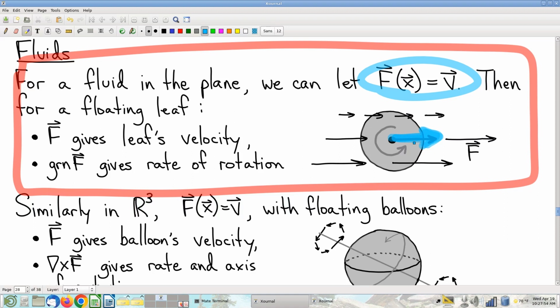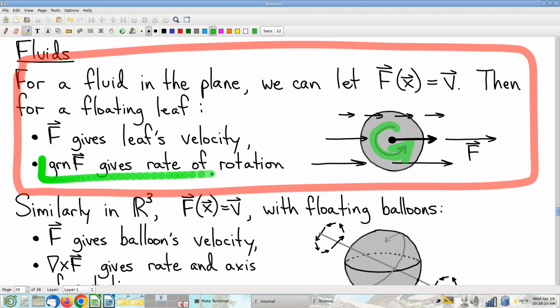The fluid is flowing with a given velocity, so is the leaf, right? Leaves don't swim upstream, or downstream. So what do we figure about this leaf's rotation? This leaf is being pushed harder on that side and not as hard on that side. You would expect that this leaf would start to rotate, and that rotation of the leaf is given by Green's operator.